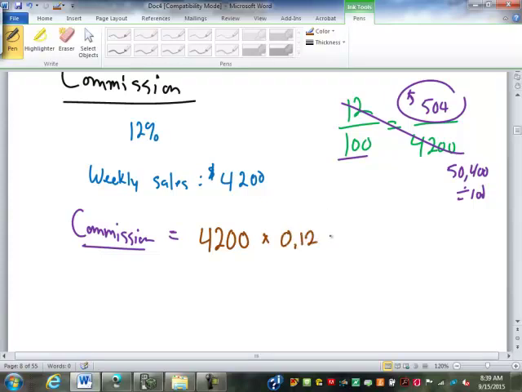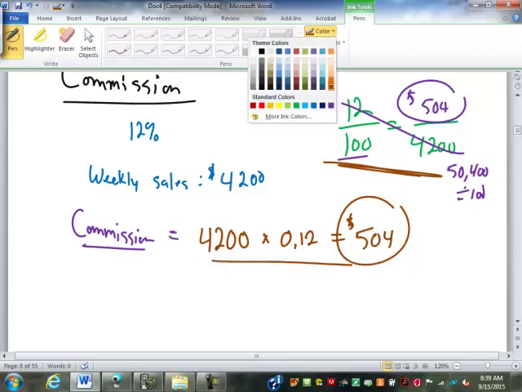0.12. Very good. You multiply that out, and you're going to get the $504. So like I said, the proportion is still easy and simple here, but if you're going to have to do this calculation over and over again, it saves a little bit of time to do it as a rate.